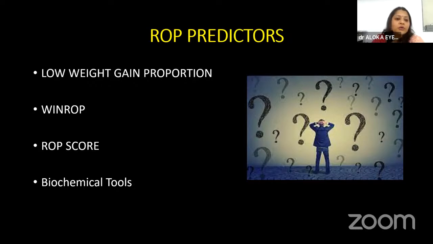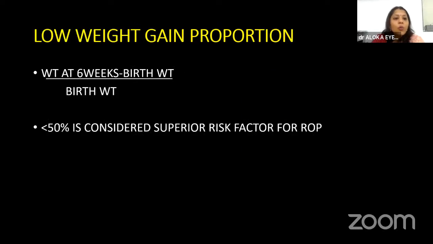But according to pediatric ophthalmologists, there are a lot of things here: where can I predict ROP? Can you, as a neonatologist, predict which baby of yours can get high-risk ROP? As we know, gestational age and birth weight, all of us know. But are there some other factors? One is the low weight gain proportion: weight at 6 weeks minus the birth weight, divided by the birth weight. If this ratio is less than 50%, these are the babies considered high risk for ROP. These are the ones you can get screened at 2 weeks, 3 weeks itself, and get your ophthalmologist to come every week to check these babies.